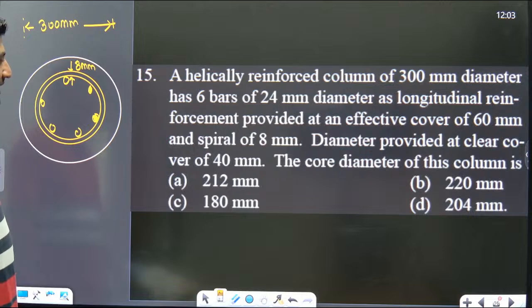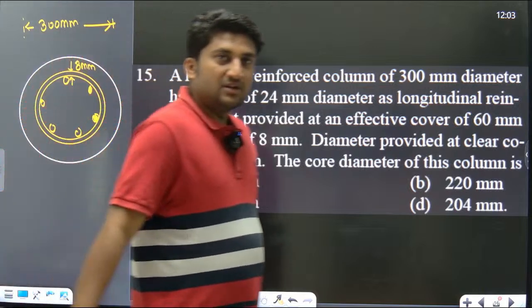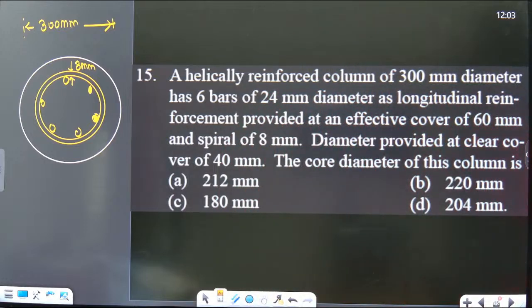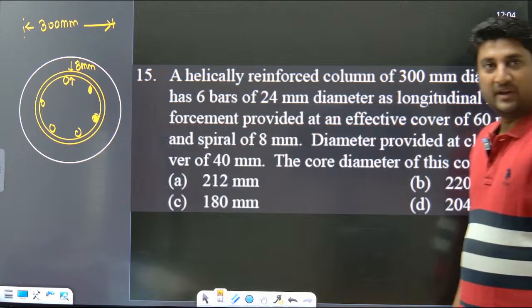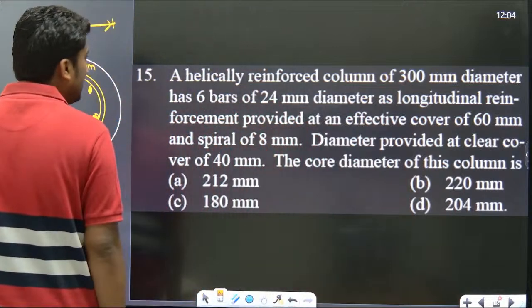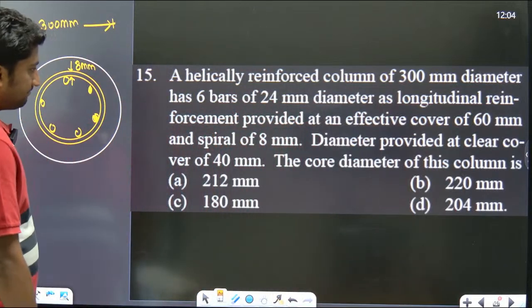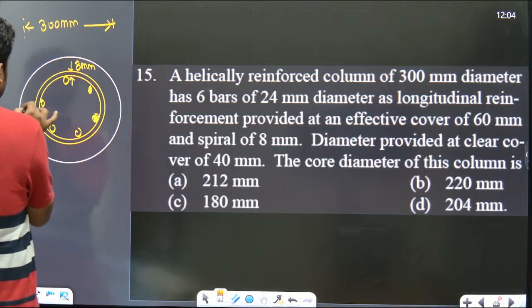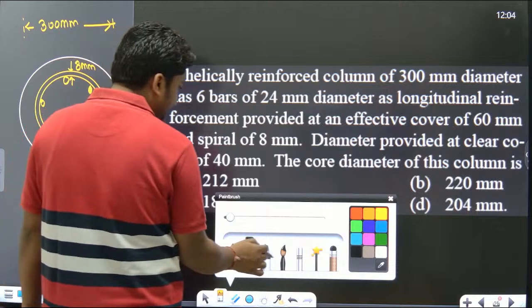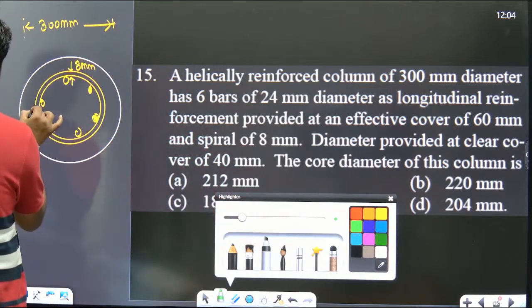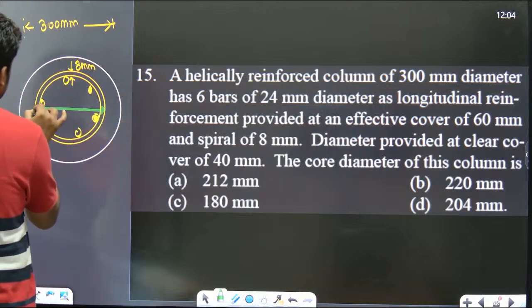Spiral of 8 mm diameter provided at clear cover of 40 mm. The core diameter of the column is. Please answer this. You are asked to find the core diameter. How will you solve the question? You can see very carefully, this is 300 mm and the clear cover is 40 mm. You are asked to find this length, the core diameter.